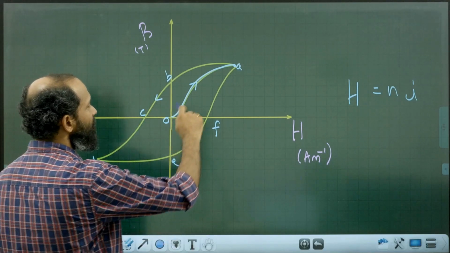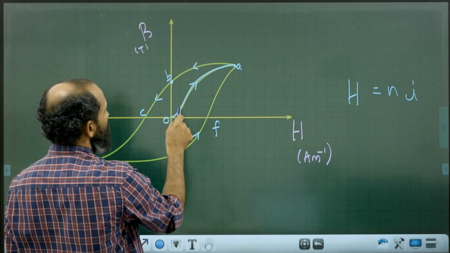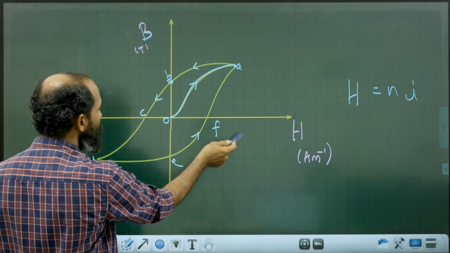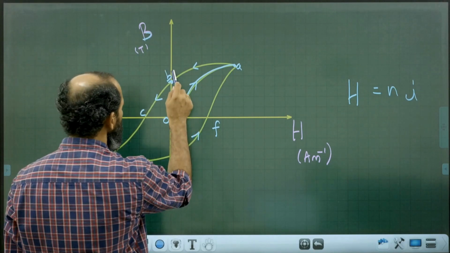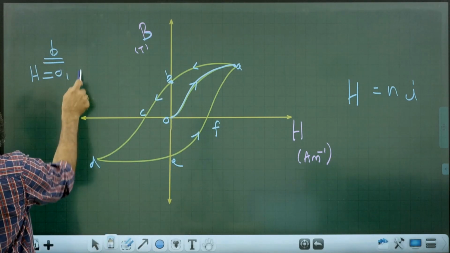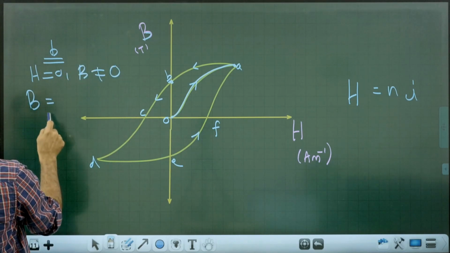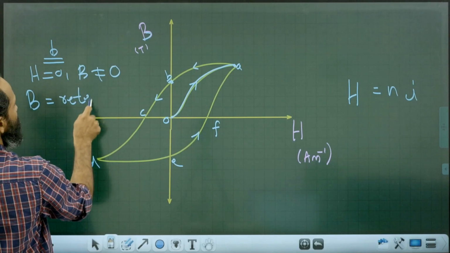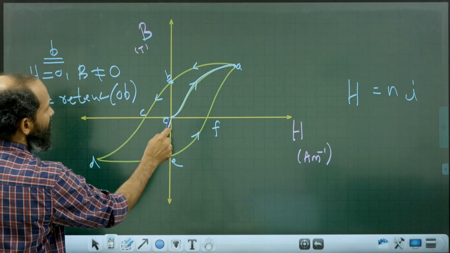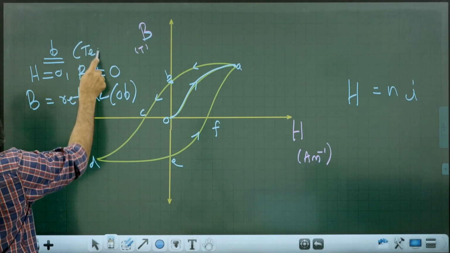Then you stop increasing the current, you try to decrease the current, then H decreases. But when H becomes 0, B does not become 0. At the beginning, when H was 0, B was 0. Now, at the point B, H is 0, but B is not 0. That value of B is called retentivity. So the resultant field, retentivity, may be represented by the distance OB, measured in Tesla.